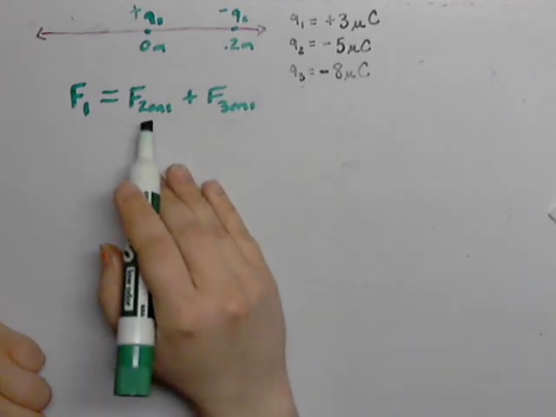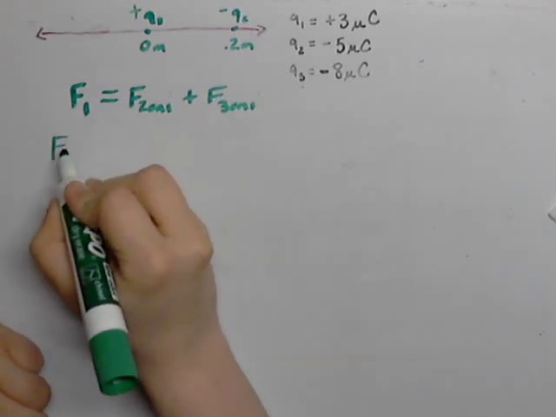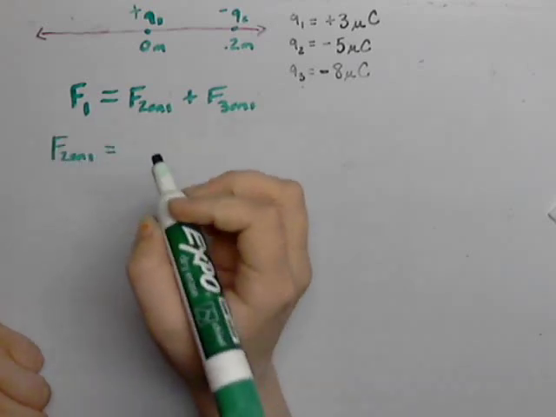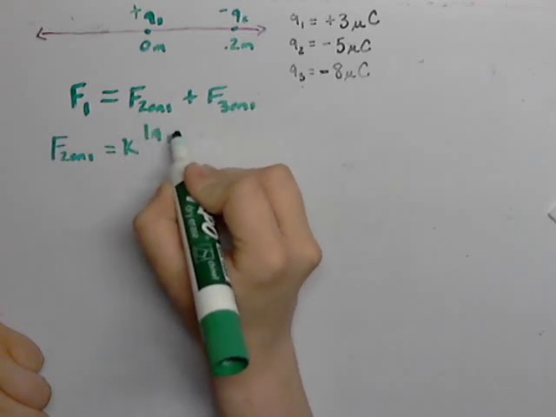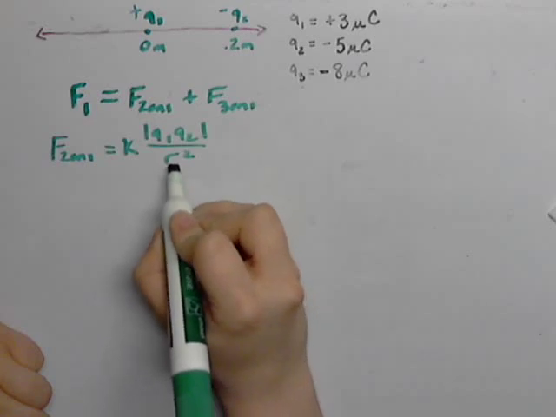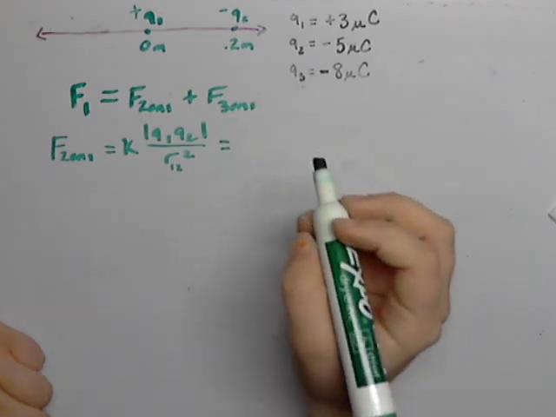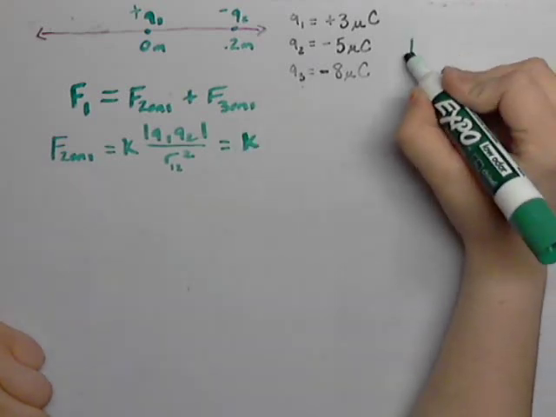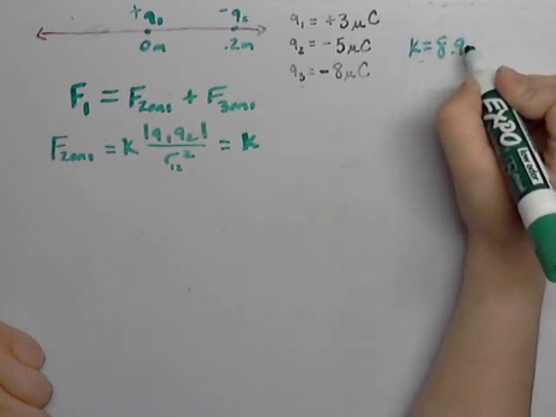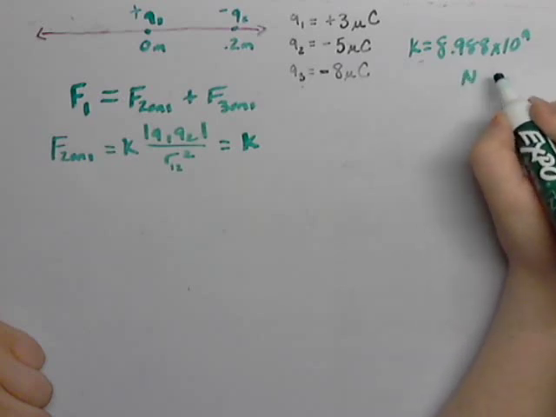When looking at this, we know how to find the force of Q2 on Q1. We're going to use Coulomb's law. So the force of Q2 on 1 is equal to k Q1 Q2 over r squared. This r is the distance between Q1 and Q2. We can go ahead and plug in all these values. k is a constant. It's 8.99 times 10 to the 9th, and its units are newton meters squared per coulomb squared.